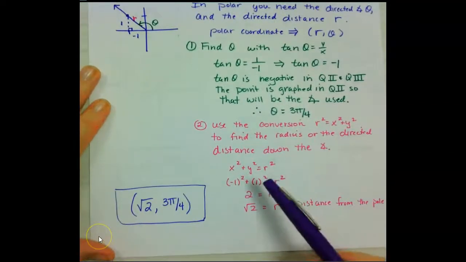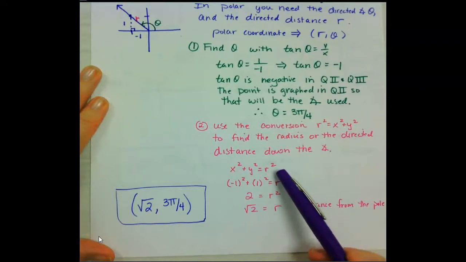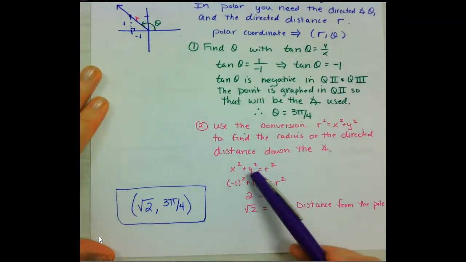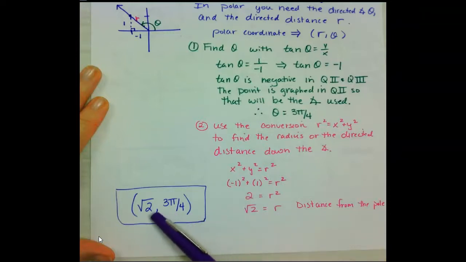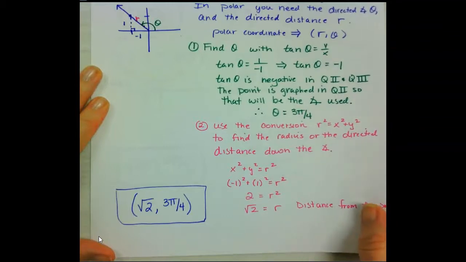Then to find the directed length, I use my circle formula and I get (-1) squared plus 1 squared, which gives me 2. And the square root of 2 is my directed distance. So the computation going the other way is not any harder.